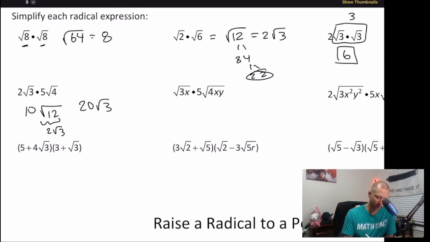All right, they get a little bit more interesting. So here we have, coefficient times coefficient would be 5. It's 5 times 1, right? It's implied there's a 1 there.